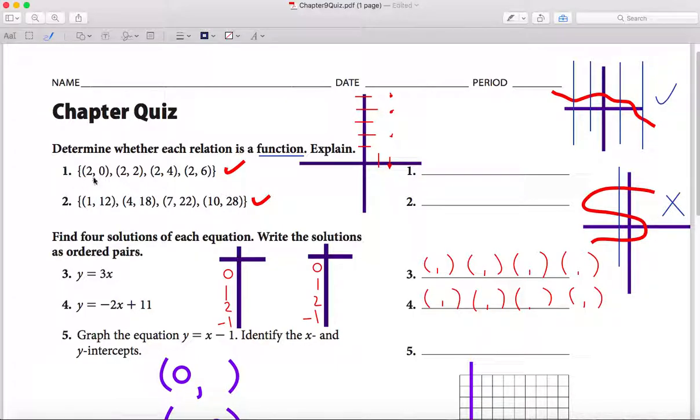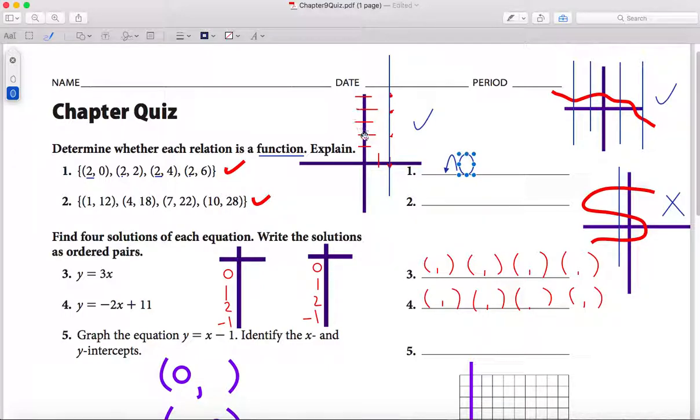So what you're looking for is each domain having only one range. So in this case right here, 2 is going to all sorts of different ranges. And if I graph that on a coordinate plane right here, you'll notice that (2, 0), (2, 2), (2, 4), and (2, 6) all line up on a vertical line, which therefore does not pass the vertical line test. So no, it's not a function, okay? And for the explanation, you could just simply say it doesn't pass the vertical line test.